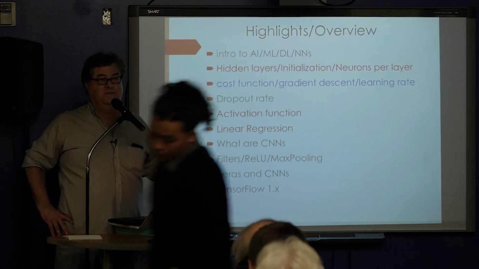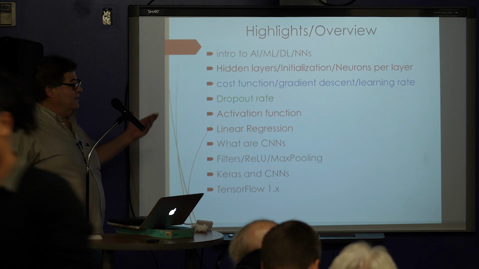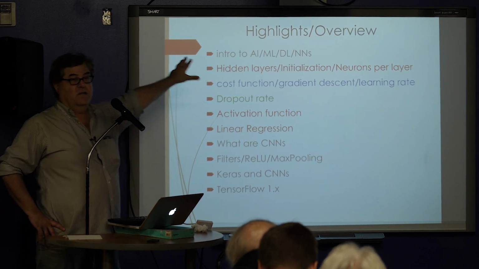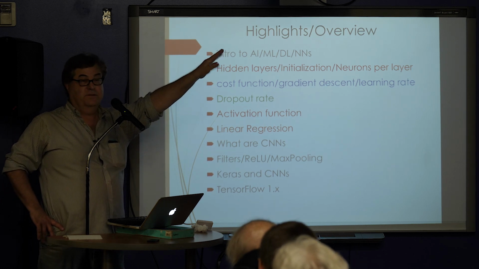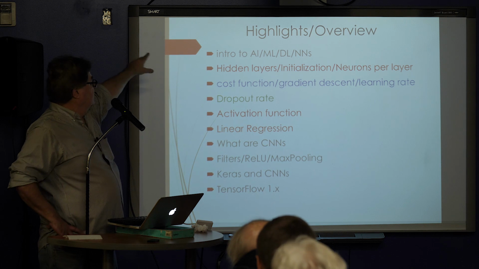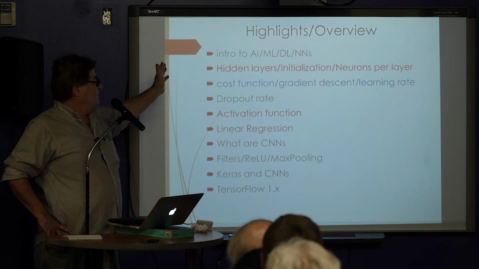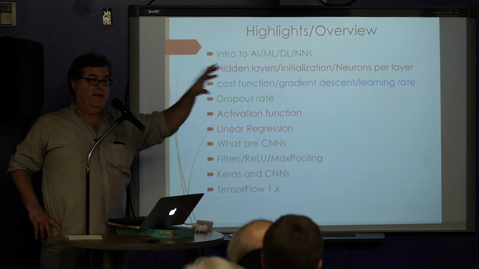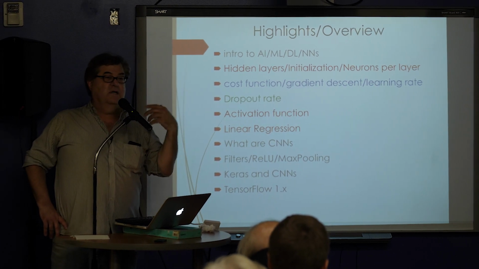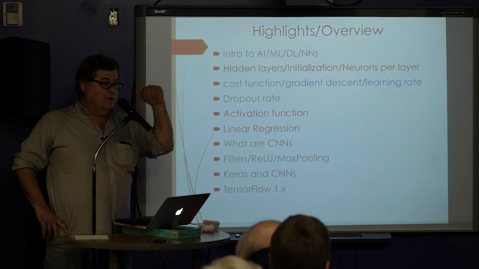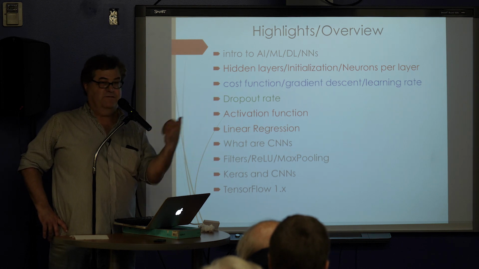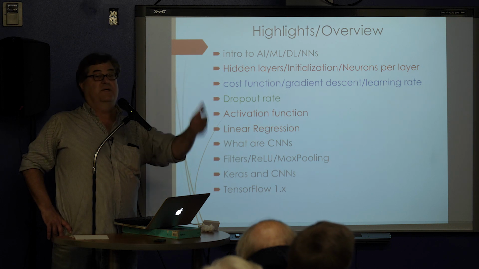I've got a summary here, and I've color-coded it. It doesn't quite come out that well, but the concepts for neural networks and deep learning are kind of in clusters. Hidden layers, initialization, and neurons per layer kind of go together, and then there's the next three, and so on and so forth. The colored items are hyperparameters, and those are the things that you tune. You set the values before you start the training process.